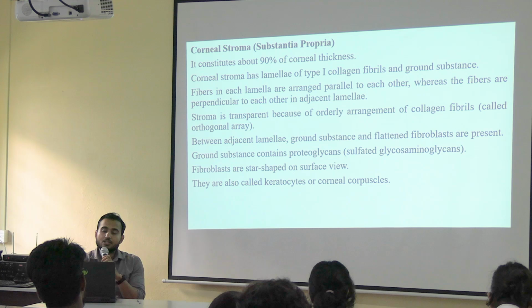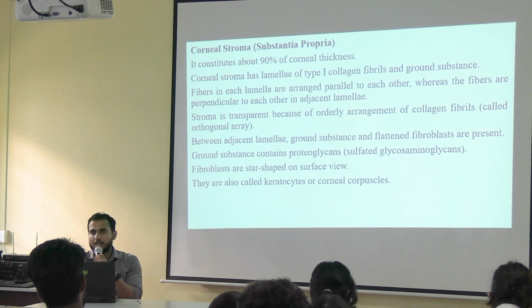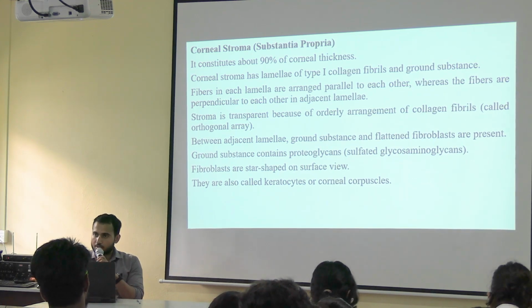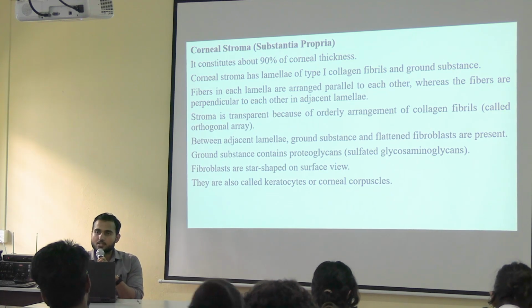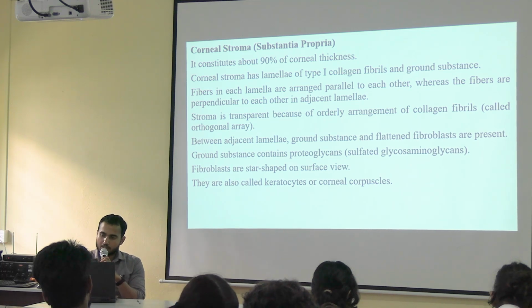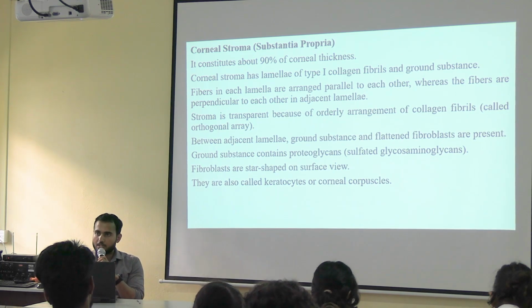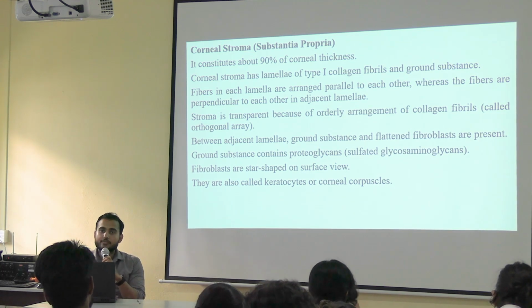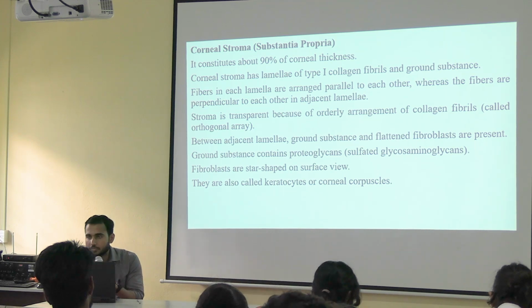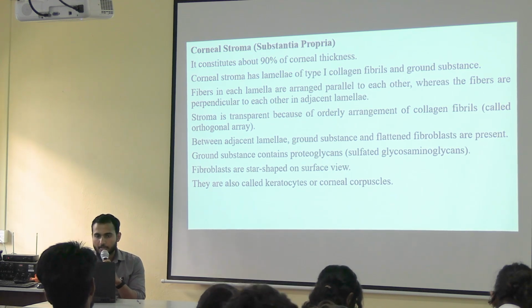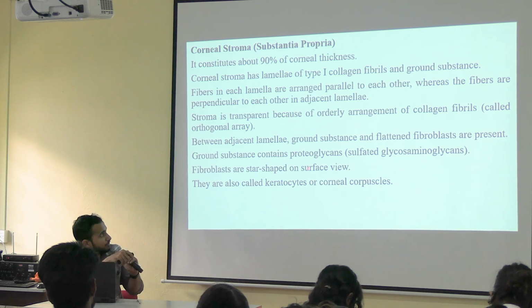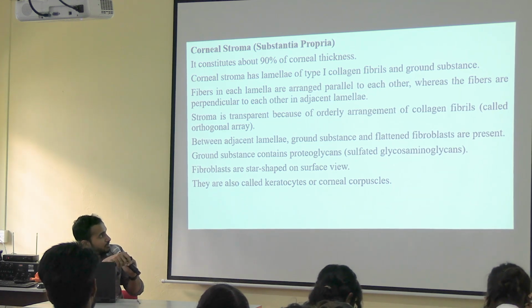Here the collagen fibers are arranged in the form of lamellae, bundles of collagen fibers arranged in lamellae. What does lamellae mean? In the form of layers. So bundles of collagen fibers in different layers. In between them, what is present? Ground substance, and along with that some fibroblast cells are also present. Now the ground substance contains proteoglycans, that is, sulfated glycosaminoglycans.